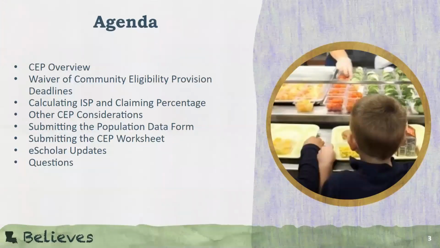My plan is to go over a little bit of background information, but also lead into the waiver of the community eligibility provision deadlines for this school year, how to go about calculating ISP and claiming percentages, other CEP considerations to think of, submitting the population data form, submitting the CEP worksheet, also some information regarding our EScholar updates that are coming, and then answer any questions.